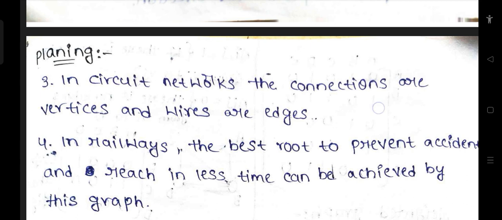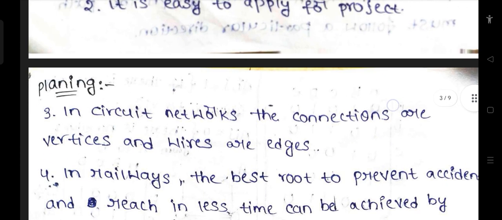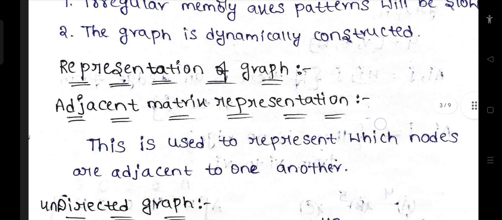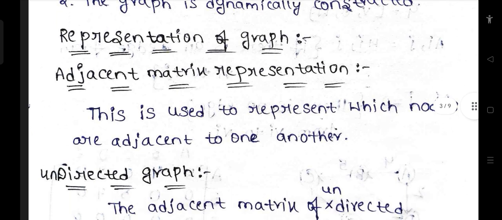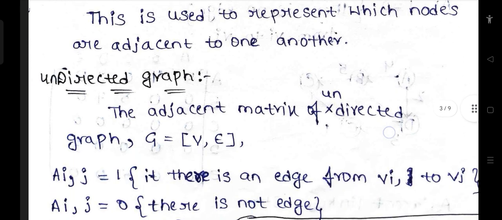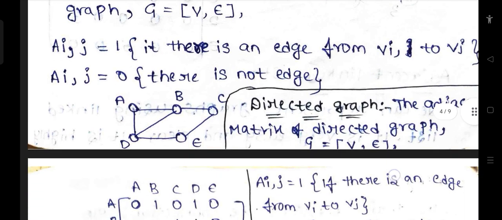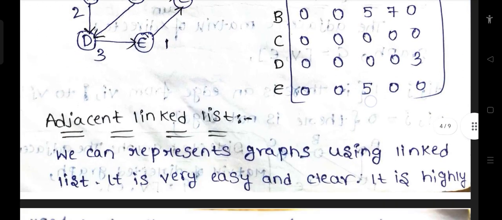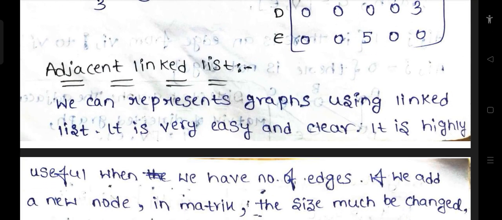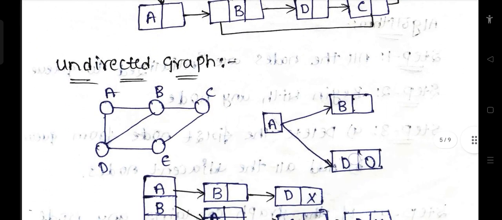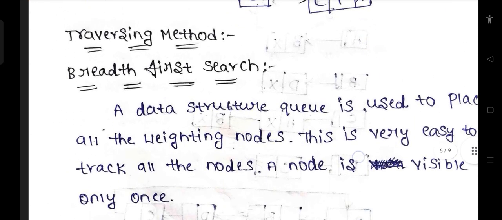In railways, that means, this is the continuation of applications of graphs, only up to four. Next, disadvantages. Next one, representation of graph. A graph is represented by an adjacency matrix. After that, the undirected graph is one of the types of graph. Here the directed graph and the weighted graph come under the types of graphs. And the adjacency linked list is a representation of that graph. So this is the undirected graph, weighted graph.